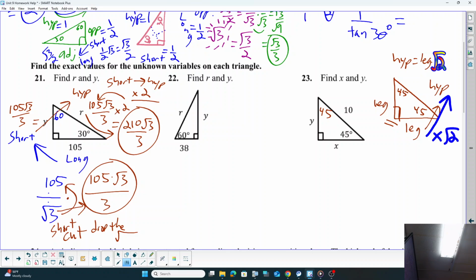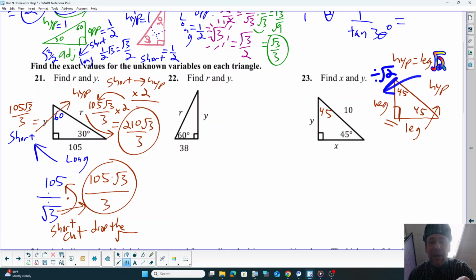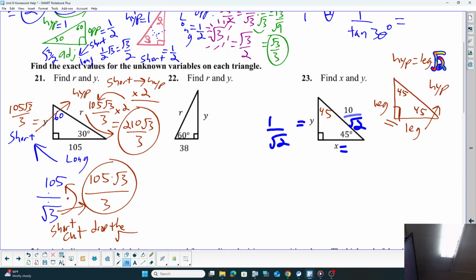And if you're going the other way from the hypotenuse back to the leg, then you're going to divide by radical 2. You better write it down quick because it's going to erase in a moment. Write it down because it's a secret. It's a secret going from the hypotenuse to the leg that you divide by radical 2. So we're just going to take our 10 and we're going to divide by radical 2 to get the x and the y. So that's 10 divided by radical 2.